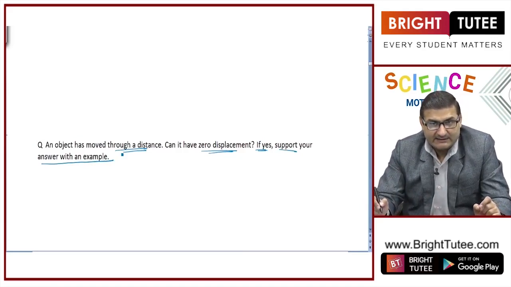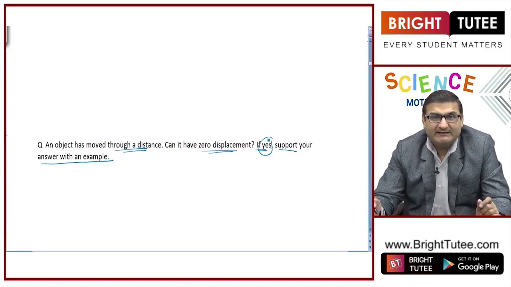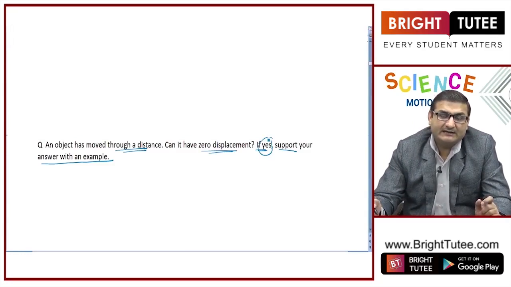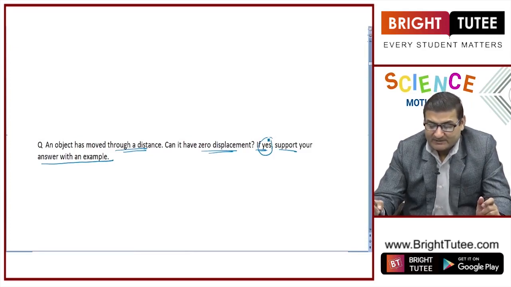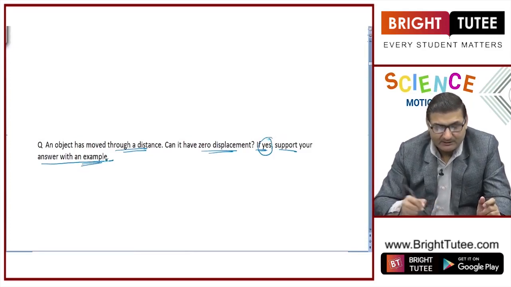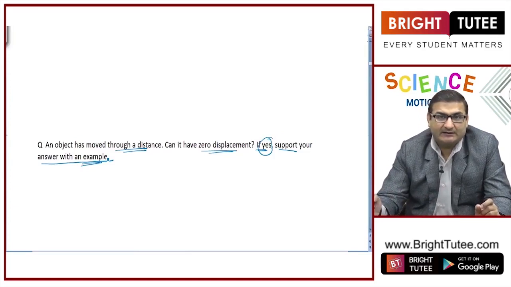So students, can it have a zero displacement? Displacement, not distance. Distance can never be zero, right? Can it have a zero displacement? Of course, yes. And how can it have a zero displacement? When its initial position and the final position are the same. Support your answer with an example. You can take the example that we have taken above.